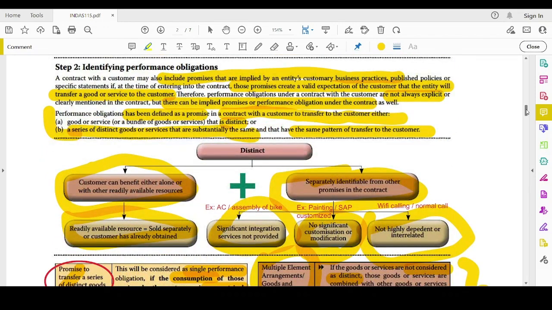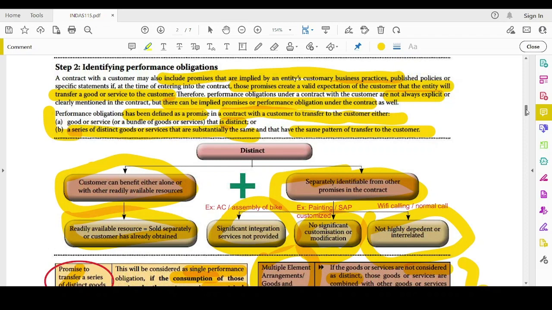Performance obligation has been defined in Ind AS as under. It is a promise in a contract with the customer to transfer to the customer either goods or services that are distinct, or a series of goods or services that are substantially the same and have the same pattern of transfer to the customer. Distinct just means separately identifiable. A series of goods are substantially the same.